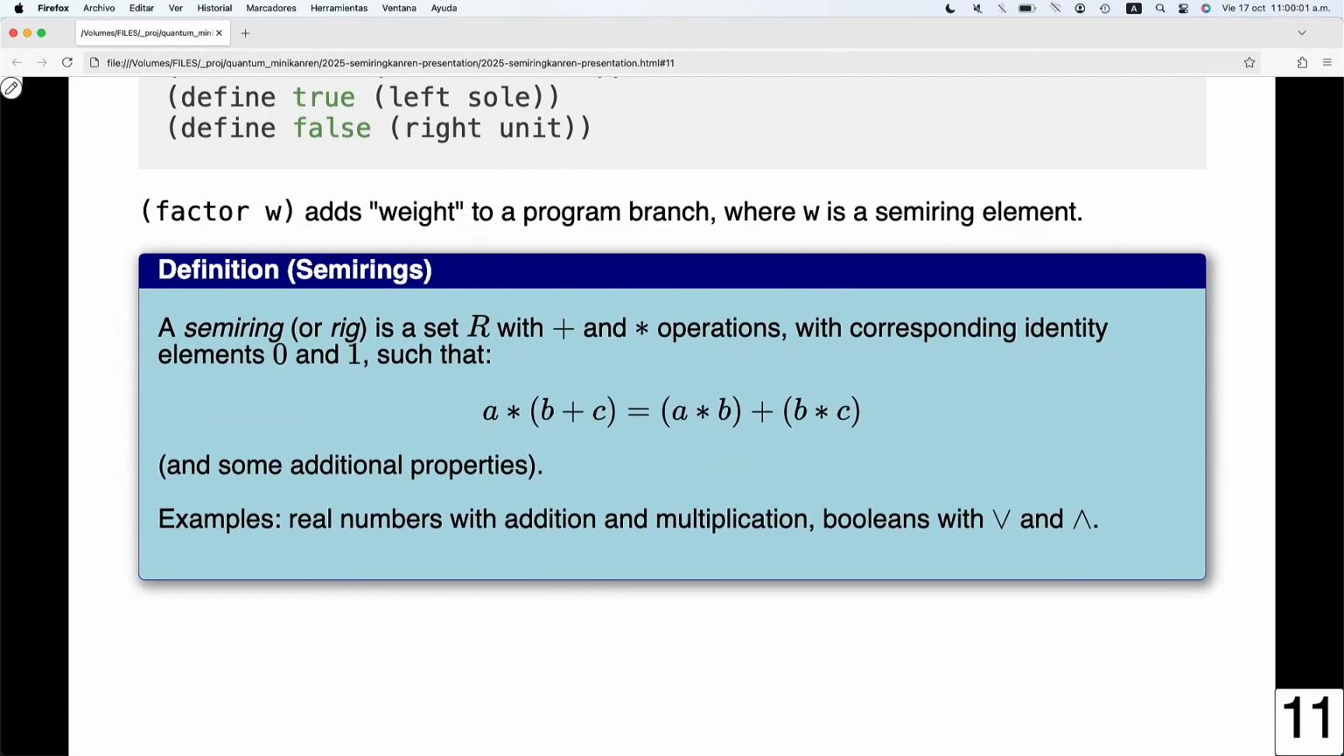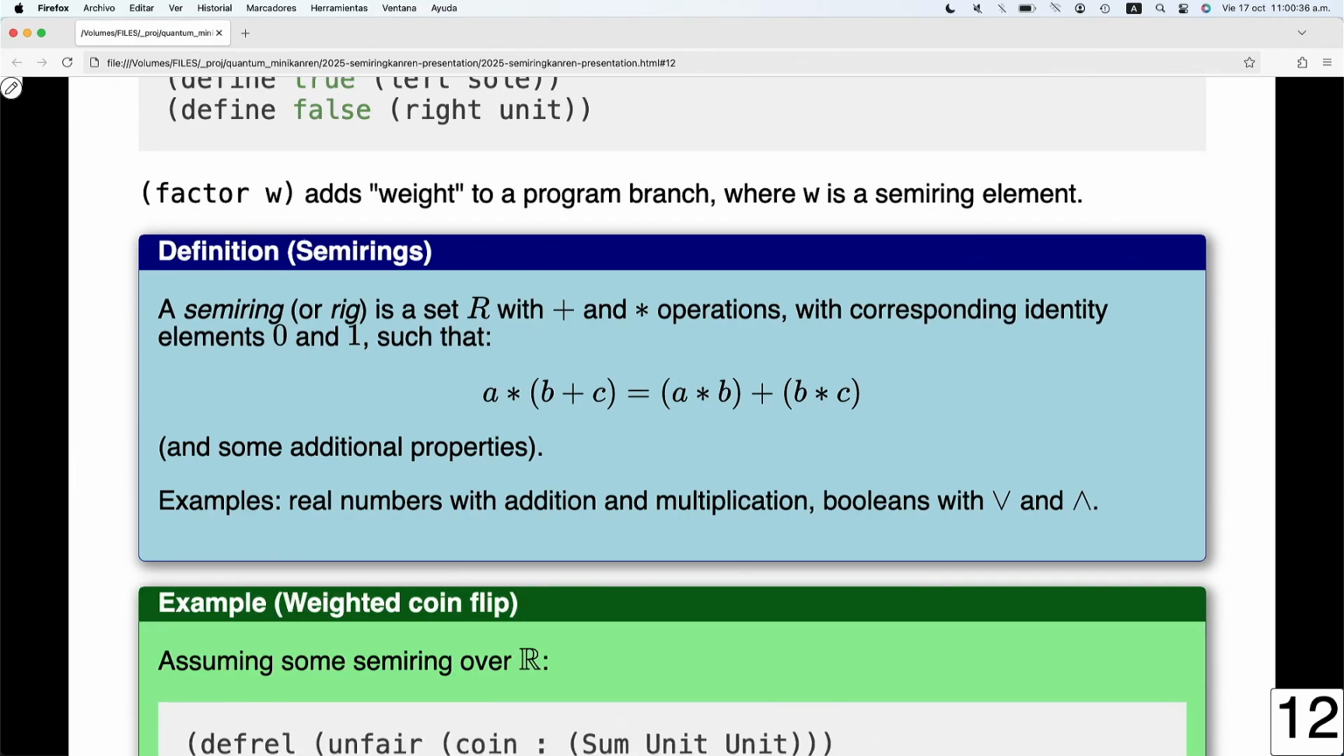All right, so as mentioned, another core feature of semiringKanren is weights. We can use the factor goal to add weight to a branch of a program, where the weight is drawn from a semiring. A quick reminder on semirings if you're not familiar with them: they're essentially a set with addition and multiplication operations where multiplication distributes over addition. There are some other constraints, but that's what it boils down to. For example, real numbers with multiplication and addition, or Booleans with or as addition and and as multiplication.